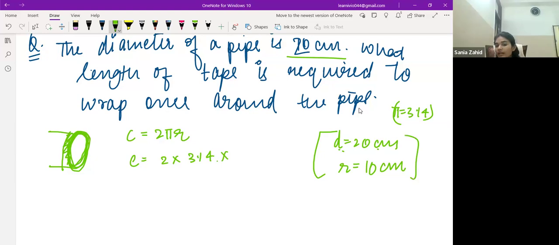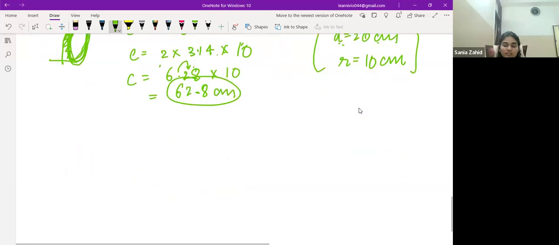So now you multiply 2 by r. So what is r now? 10 centimeter. Now you multiply everything. So 2 into 3.14 is 6.28 into 10. Whenever you are multiplying with 10, you shift the decimal place to the right side. So it becomes 62.8 centimeter. Understood? This is how we solve the questions.